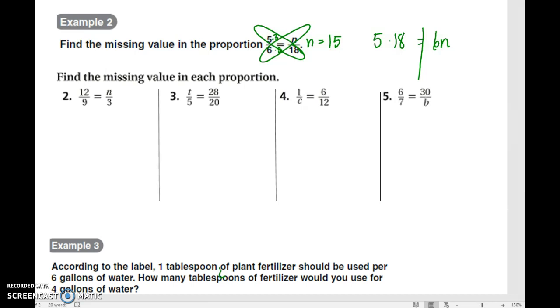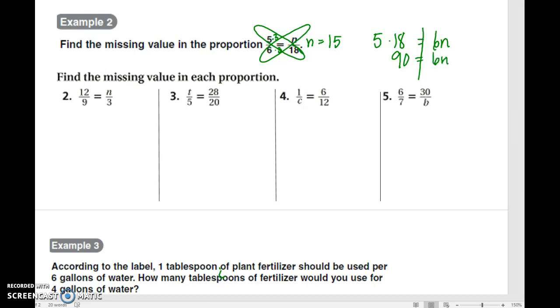And if you've been working on your Moby Max, you may have already gotten to this. No. Okay? Yes, I did. So 5 times 18, what did you get? 90. 90 equals 6n. So now I'm ready to get that n all by itself.